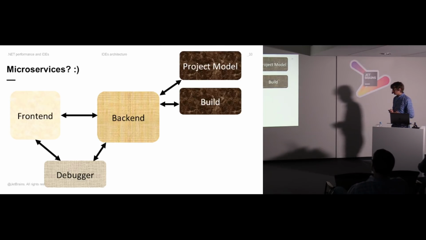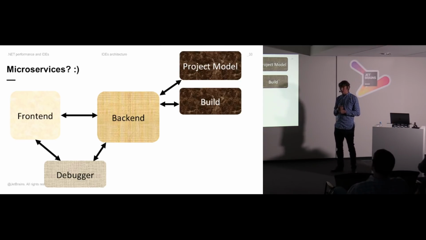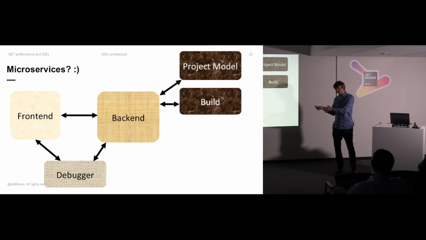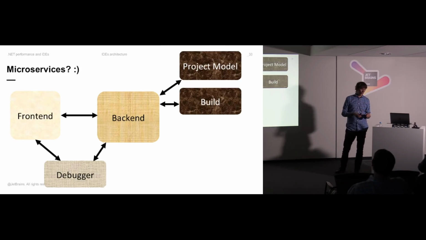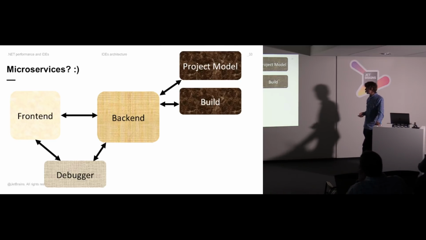Our project model and build are also done in separate processes, because to load your solution correctly, you have to use the correct runtime. So for example, if you have a .NET Core solution, you have to load the project model for this solution's projects within the .NET Core runtime. The same with build.